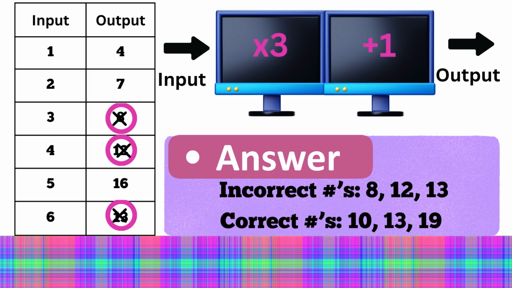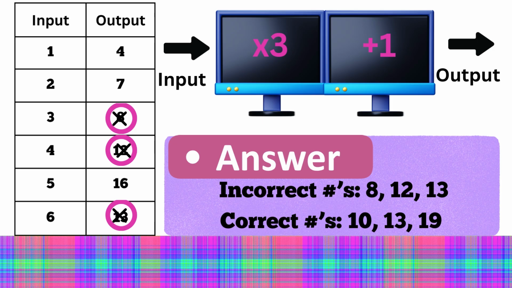Using the rule multiply by 3, then add 1, we know for the first one it is correct because 1, the input, times 3 equals 3, plus 1 equals 4. For the input 2, 2 times 3 equals 6, plus 1 equals 7. That one is also correct. For the input number 3, 3 times 3 equals 9, plus 1 equals 10. But the table shows 8. So we know we have found one of our errors.